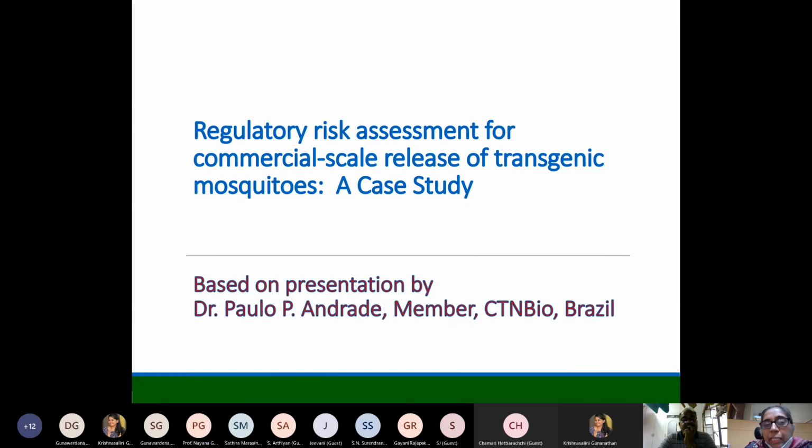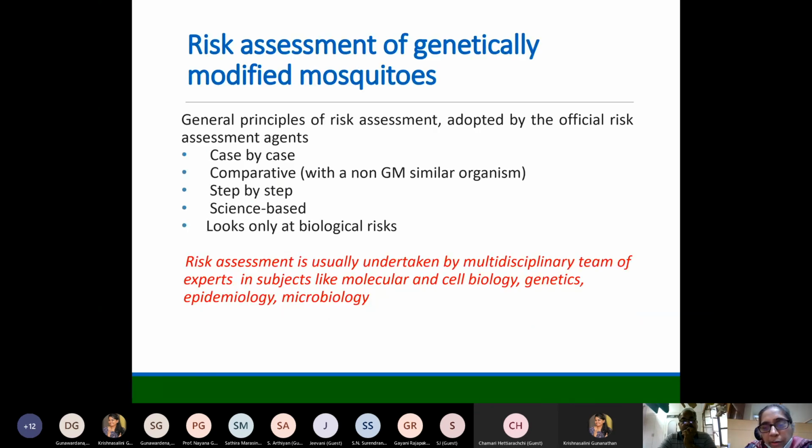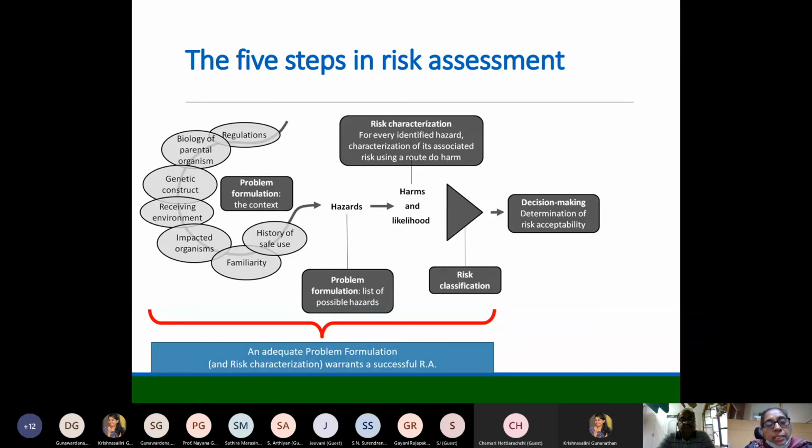This is about the regulatory risk assessment for commercial scale release of transgenic mosquitoes. Professor Paulo is a very esteemed member of the CTN Bio, and on the other side, he was the one who prepared the risk assessment report. Once again, reiterating the general principles: case by case, comparative, step by step, science based and biological risk. Here he has again stressed that it is usually undertaken by a multidisciplinary team with molecular and cell biology expertise. These are the steps generally followed in the risk assessment.